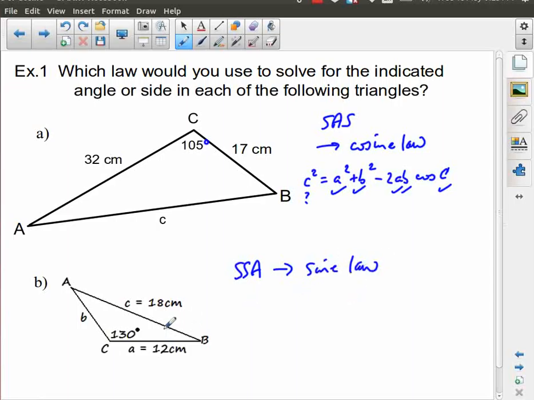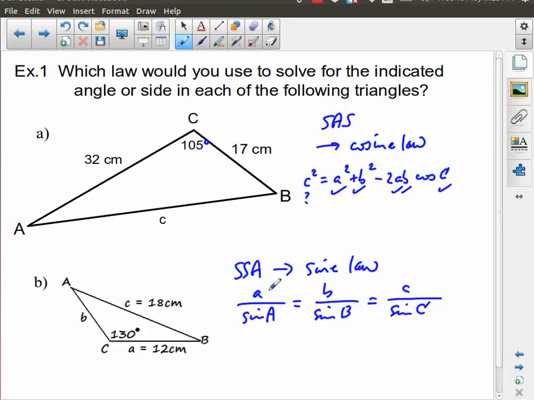So using sine law, what is that going to get us? Let's write, this is again triangle ABC. We're looking for a side length, so I'm going to write it in this form: A over sine A equals B over sine B equals C over sine C.